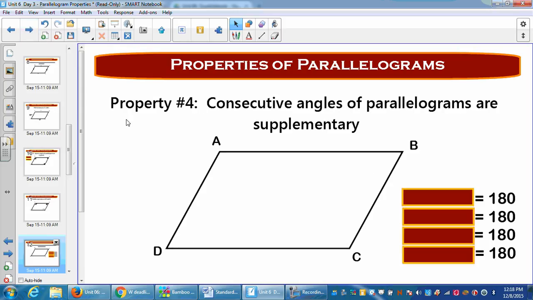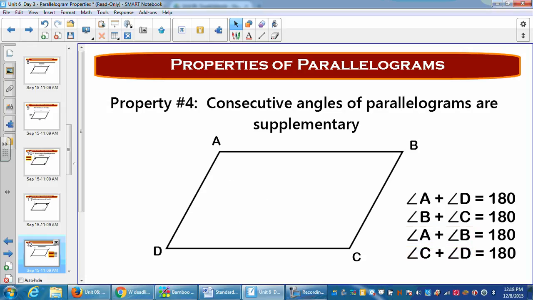Property number 4. The consecutive angles of a parallelogram are supplementary. Consecutive means two in a row, like D and A, or A and B, B and C, C and D. So what that's saying is angle A plus D has to equal 180. Likewise, D plus C has to equal 180. A plus B has to equal 180, and C plus D equals 180. We'll show you how we use that.